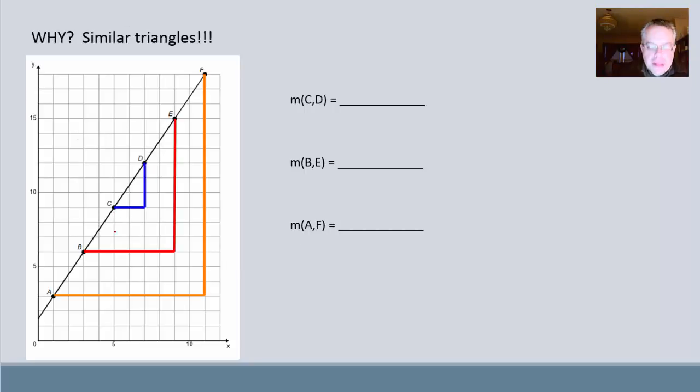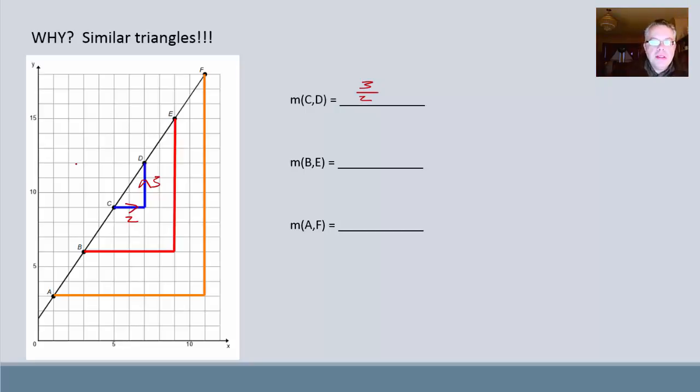So starting with C and D, here we go. Starting at C, we go to the right, 2 units. So the run is 2, and then we go up 3 units to get to D. So the rise is 3. So the slope for CD is 3/2. Okay, that's already reduced, so we're finished with that one.